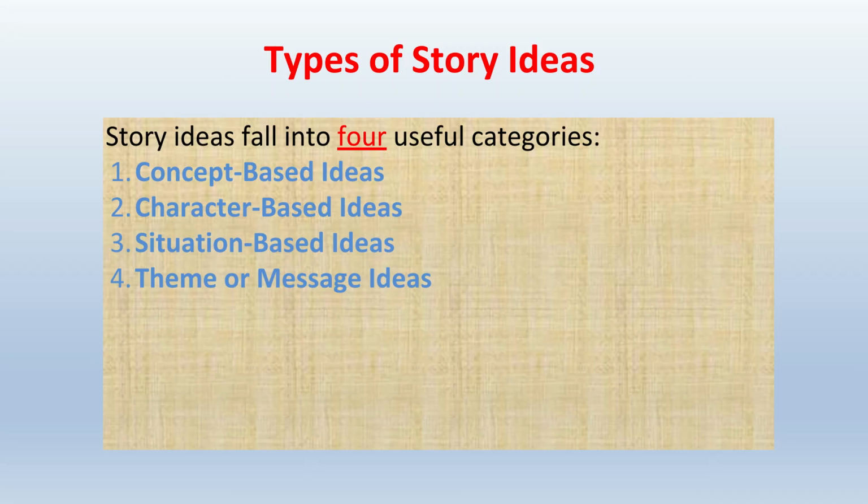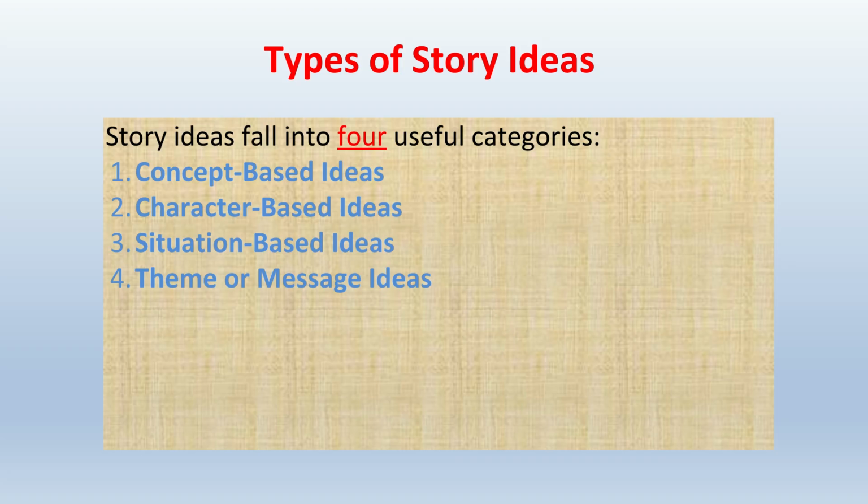Now, you need to know that there are types of story ideas, and as a writer, you must take into consideration that story ideas fall into four useful categories. Category number one is concept-based ideas. It is driven by an interesting or imaginative premise. Let's say an example: what if humans never age past 16? This is a concept-based idea. Or, what if animals could vote? So you are basing your ideas on what if concepts.